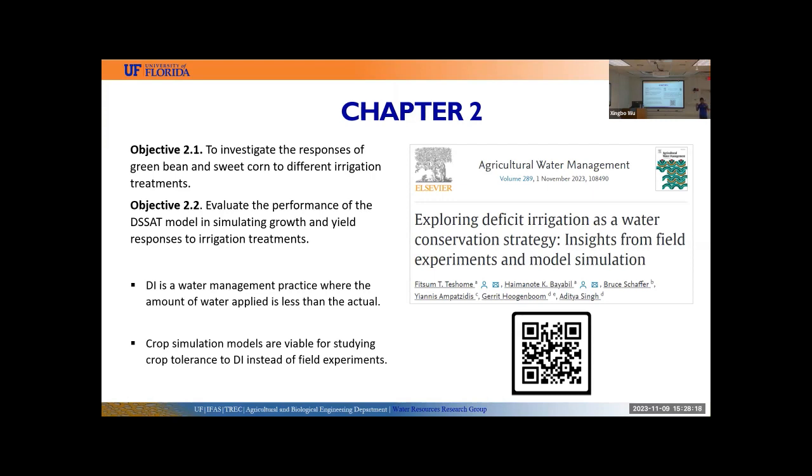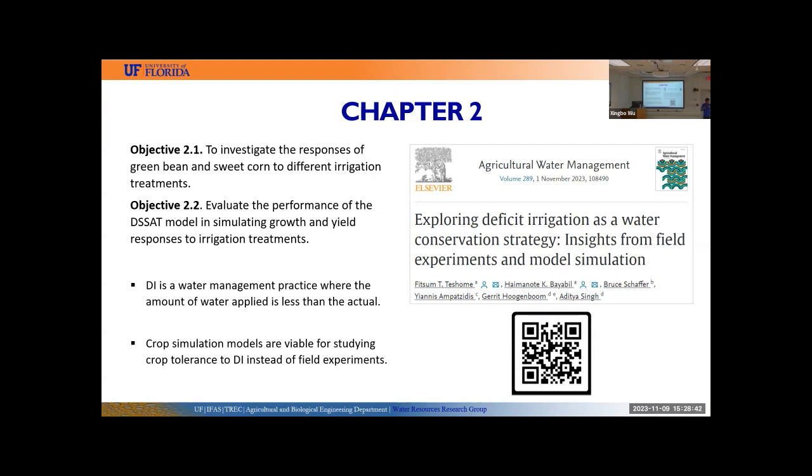cannot randomly apply deficit irrigation. We have to first monitor how crops respond to different levels of deficit irrigation. Are they tolerant to some level of crop water stress? If they are stressed, then we apply the deficit irrigation treatment. So that's why we are interested to see how plants are responding to different types of irrigation treatments.